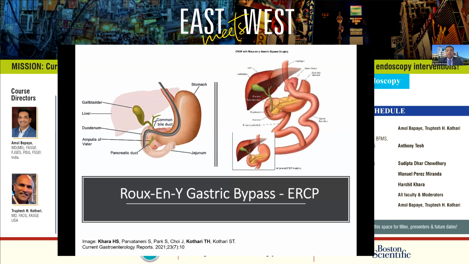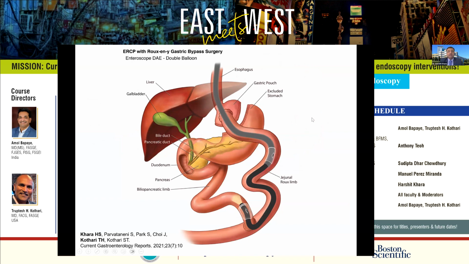So I'm going to switch gears and talk about the EDGE procedure in a Roux-en-Y gastric bypass. Normally for papillary access for ERCP, we would go through the esophagus, through the stomach, and get transpapillary access into the bile duct. However, this is challenging in altered surgical anatomy, such as a Roux-en-Y gastric bypass.